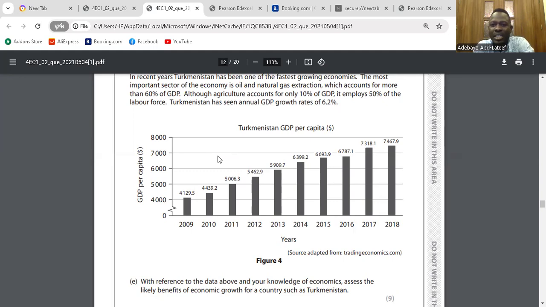The primary sector employs 50% of the labor force through the agricultural sector. In the primary sector, the income level is low. So if there's economic growth, the Turkmenistan government might increase the minimum wage paid in the agricultural sector to improve the living standards there. Because when you look at 50% of the labor force in the agricultural sector, this is simply talking about poverty. Do you get it? So 50% of the labor force works in a low income sector. Okay. Do you get it now?